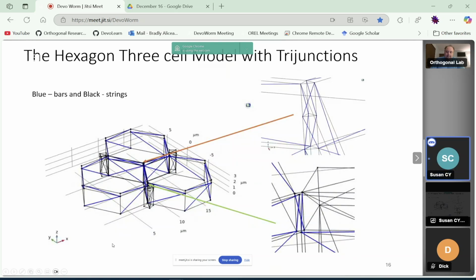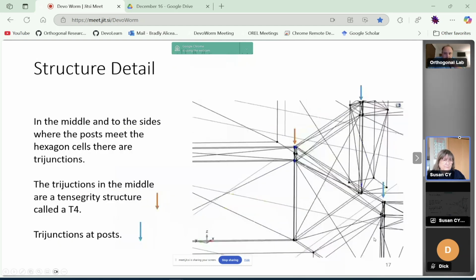And then this is the 3-cell structure. In the middle, I have this T4 structure, and attached to these posts, I have the T3 structure. The posts are necessary to hold the structure up, and they can represent the rest of the tissue, since this is only 3 cells. And here's another view of it. You can see that the T4 structure is quite small, and the T3 structure is as well.